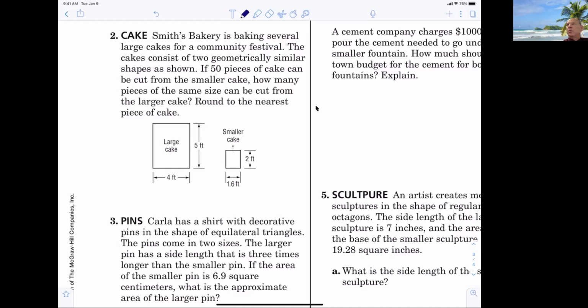6,250. Oh, hold on. She might be right. How much should the town budget for the cement for both fountains? You're correct. So 6,250 for the large, 1,000 for the small, so 7,250 altogether. Thank you very much. All right.